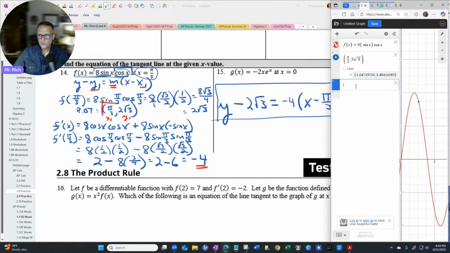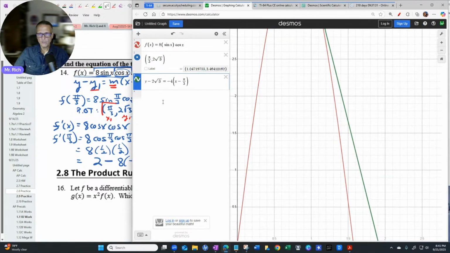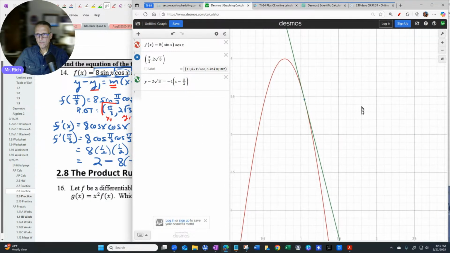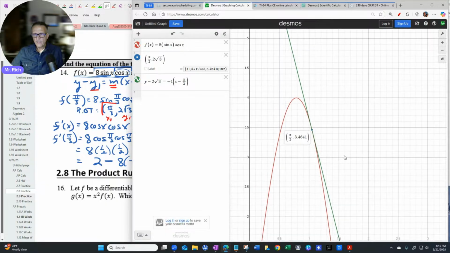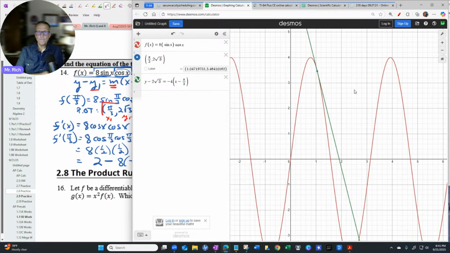So here is the equation. Y minus 2 times the square root of 3 is equal to -4 times x minus pi over 3. I think we got it. I'm going to bring this out so we can get a better look at it. And sure enough, you can tell that right there at that point is the tangent line. So we actually got the equation of the line that is going to hit the curve at x equals pi over 3 at that one point. And when you zoom out, sure enough, that's it.